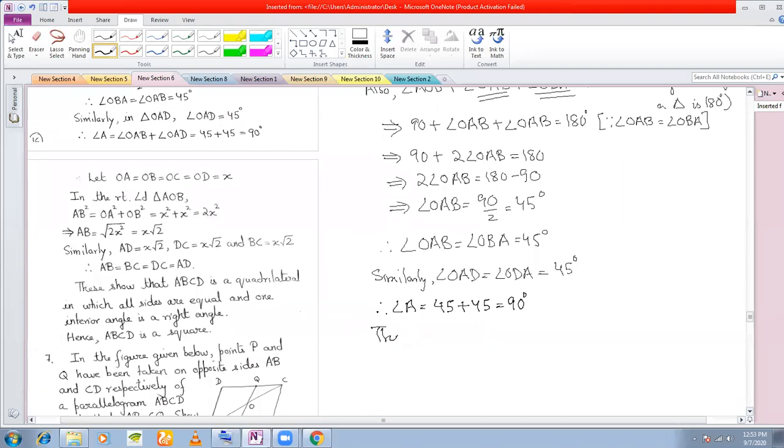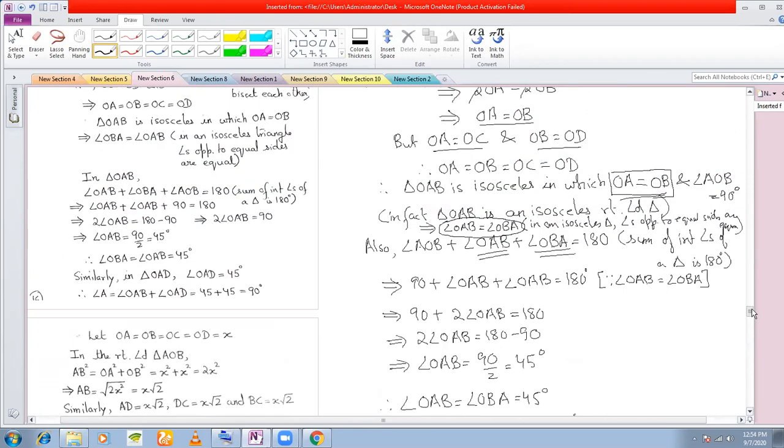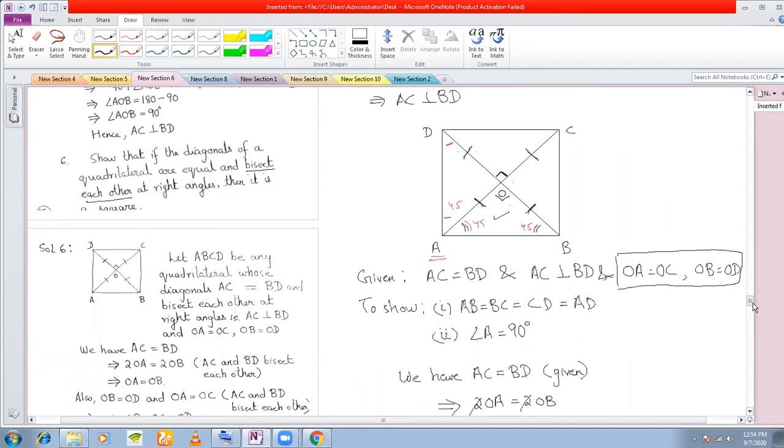So what I have shown here is that one interior angle of the quadrilateral is 90 degree. This shows that one interior angle of the quadrilateral ABCD is a right angle. Okay, you have shown that one interior angle of this is a right angle.